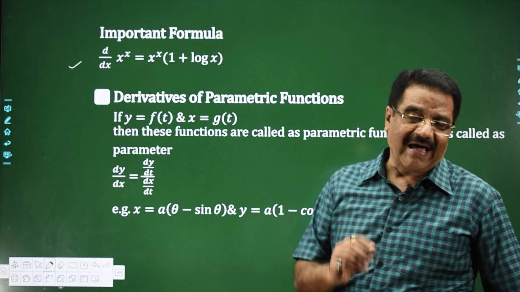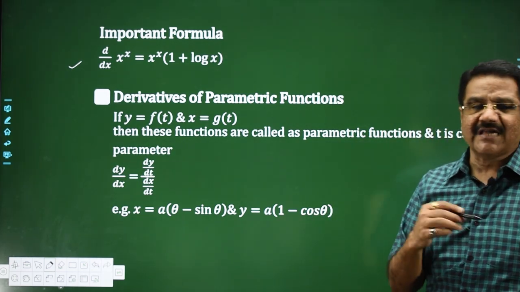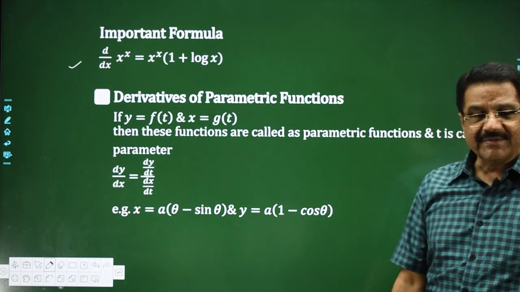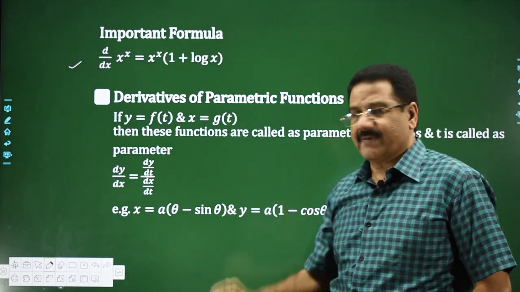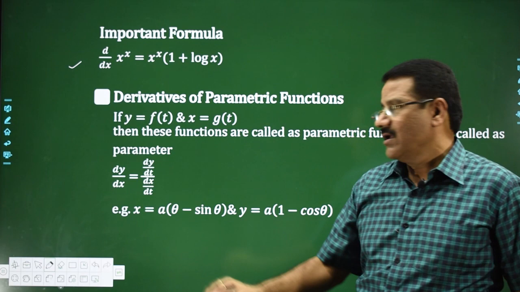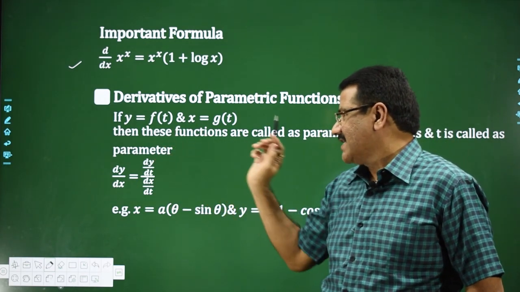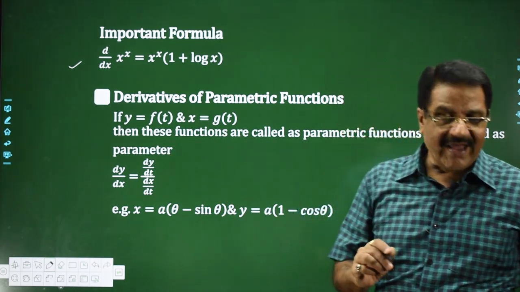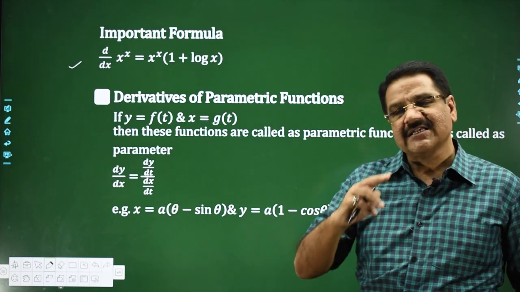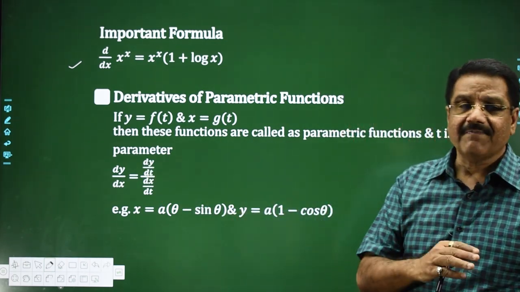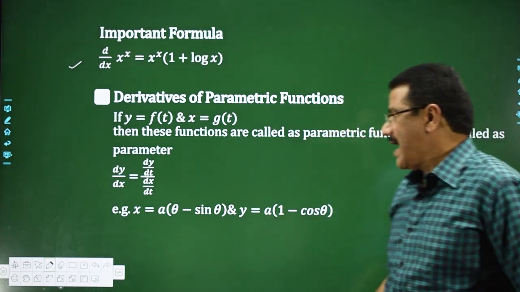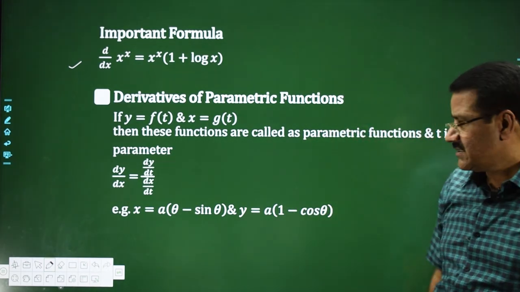What is the meaning of parametric functions? That we have to understand first. Let us assume that y is expressed in terms of t and x is also expressed in terms of t. In short, y is equal to f of t and x is equal to g of t. So, when two variables are expressed in terms of a third common variable, that is called parametric functions, and t is called a parameter in this case.